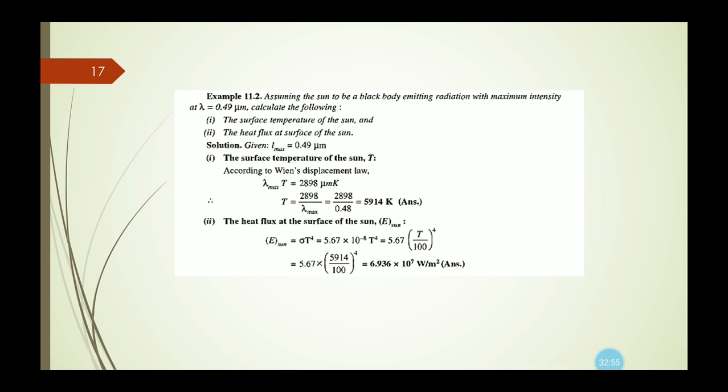Now for the second part of this numerical, you need to calculate the heat flux at the surface of the sun. To calculate it, we need to use the Stefan Boltzmann law, which is sigma multiplied by T to the power 4. Sigma has a constant value, and T we have just calculated as 5914. Putting all these values in this equation, we can calculate the heat flux at the sun surface, which is coming as 6.936 multiplied by 10 to the power 7 watt per meter square.